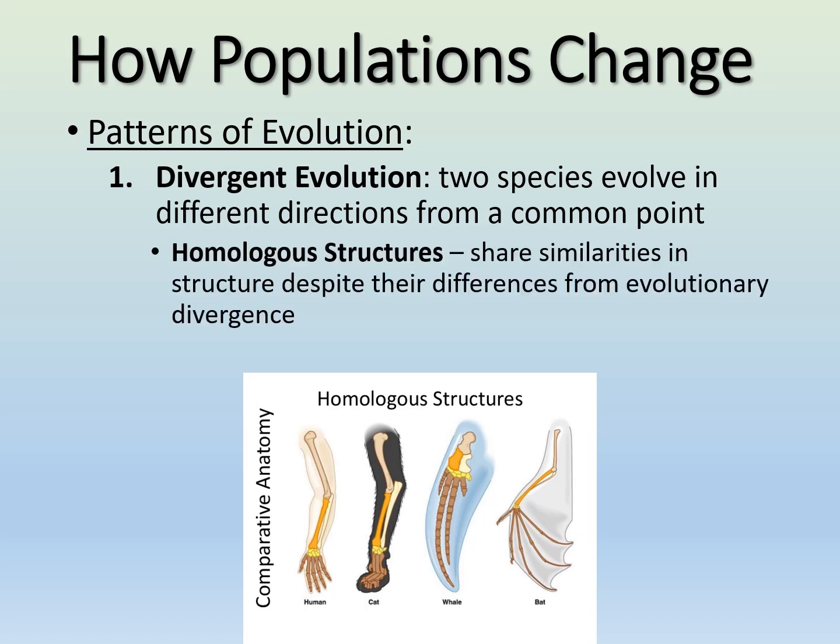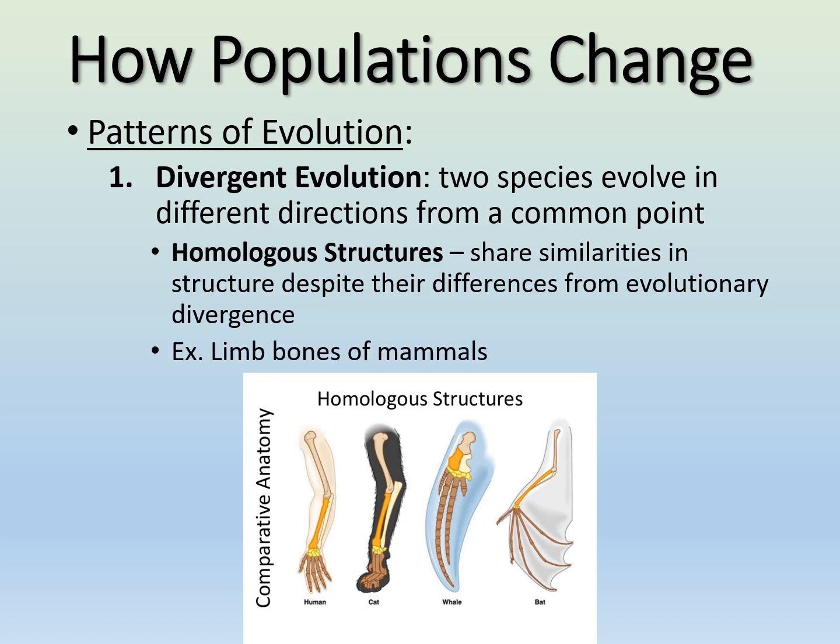And in divergent evolution, we see what are called homologous structures, right? We've seen homologous chromosomes, where they are sharing similarities, genes in the same location. Same thing with homologous structures. They're going to share similarities in structure, even though they are different due to evolutionary divergence.